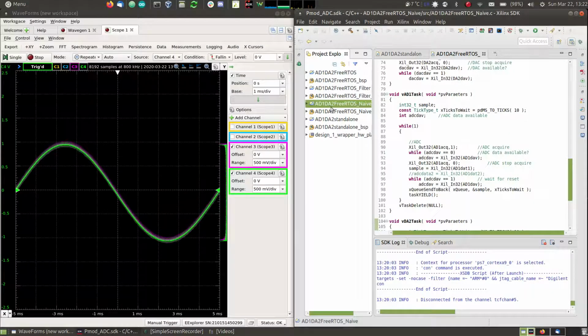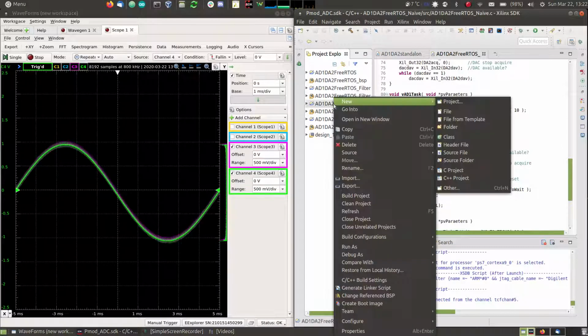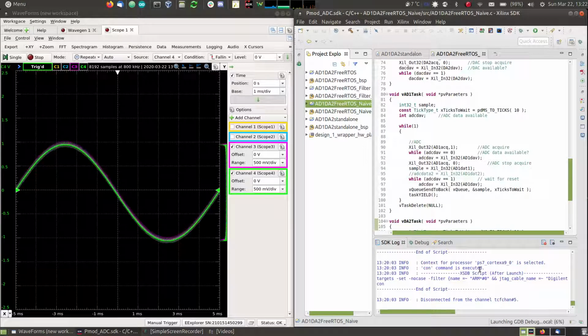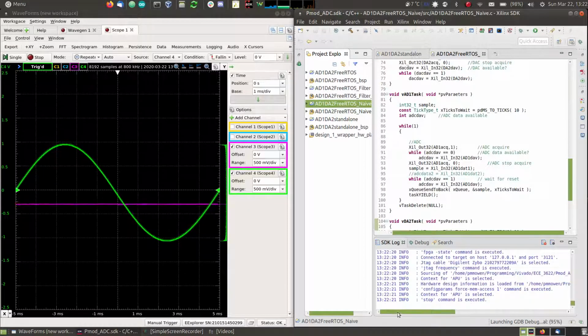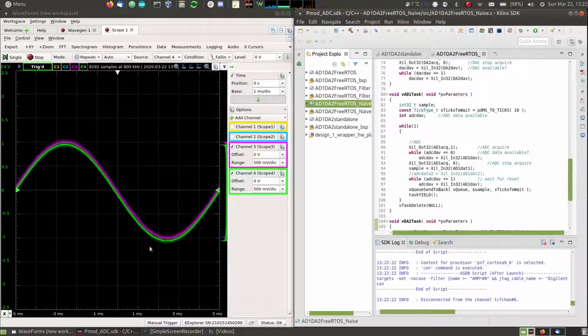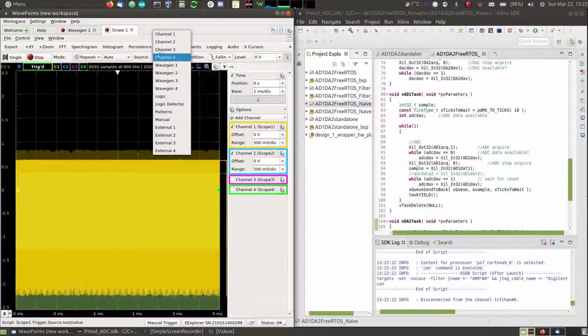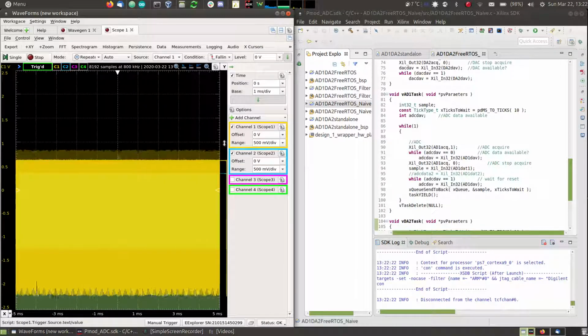So just to show that this software does work, it does the thing that we expect it to do, we will run as, launch on hardware. It does its thing. You can see that it is just taking the sine wave in and putting it back out. So again, let's figure out the throughput by looking at the chip select signals.